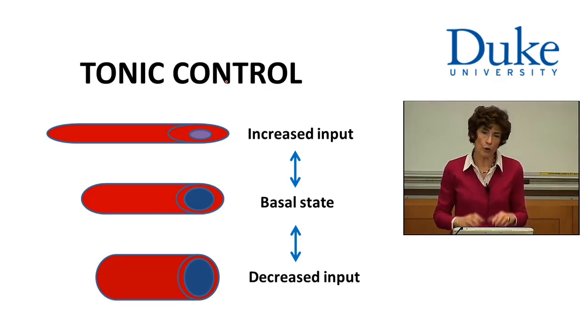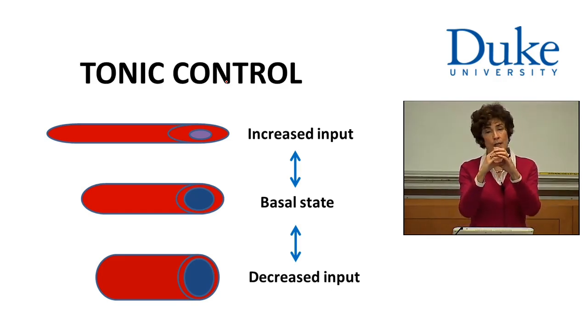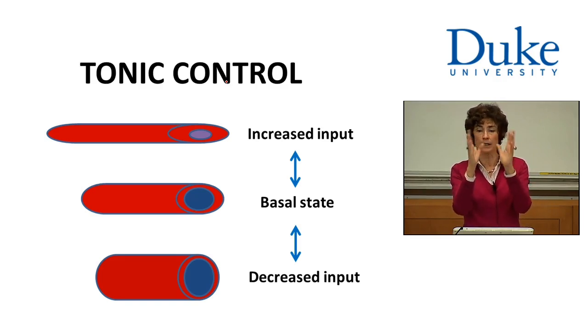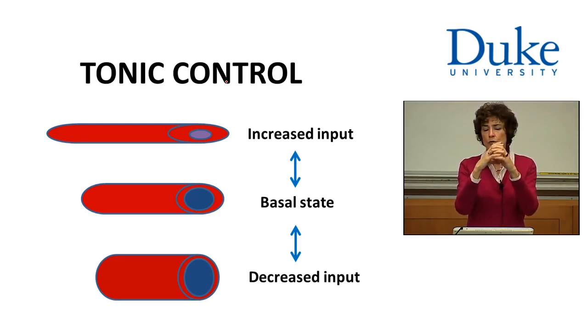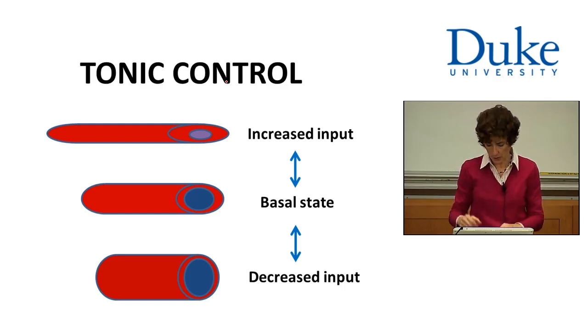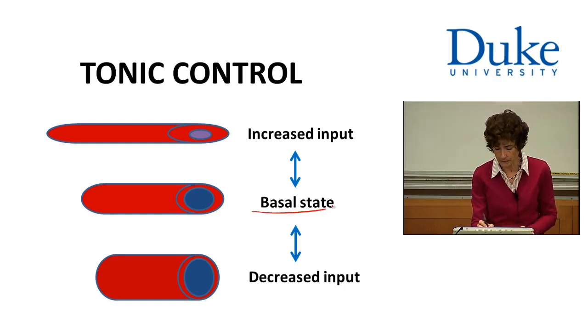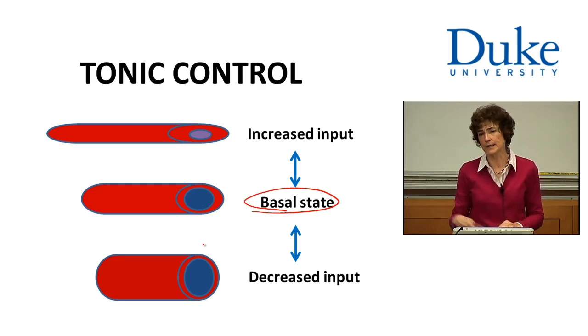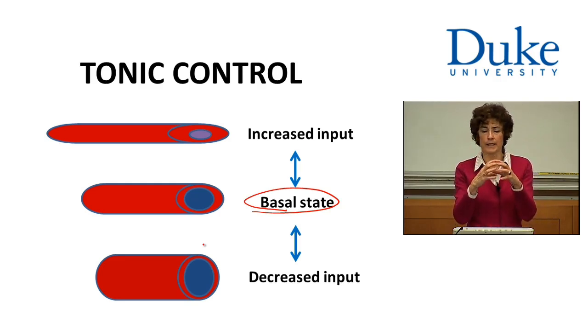And a tonic control is exemplified by the smooth muscle cells, which are lining around the lumen of the blood vessels, such as your arteries and your arterioles. Under normal conditions in the body, those smooth muscle cells have a basal state of contraction so that the lumen of the vessel is not completely open or completely closed. And that's what's shown here. That's our basal state.